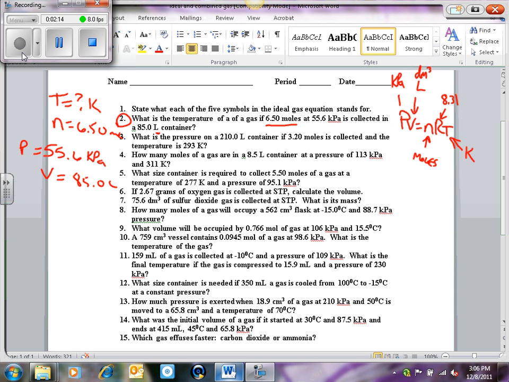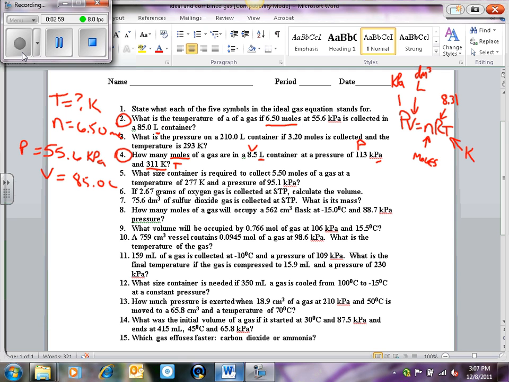So PV = nRT: 55.6 times 85.0 equals 6.50 times 8.31 times T. Don't forget about your R value. And then we're going to solve for T. So PV over nR equals T. Just solve it that way. We can look at number 4, and we're trying to figure out moles, so solve for n. Here's my V, here's my P, it's in kilopascals, so I'm good. Here's my T, and it's in Kelvin. Notice the V is in liters, so PV = nRT. I'm solving for n, so n equals PV over RT. Nice and easy there.